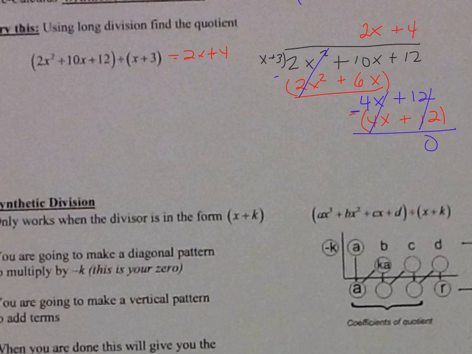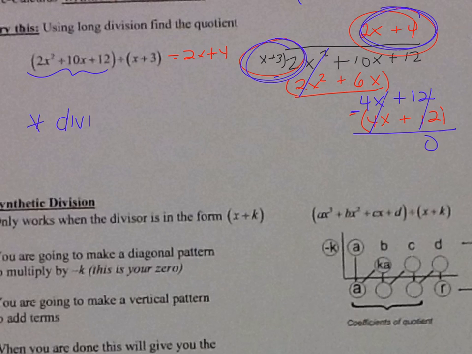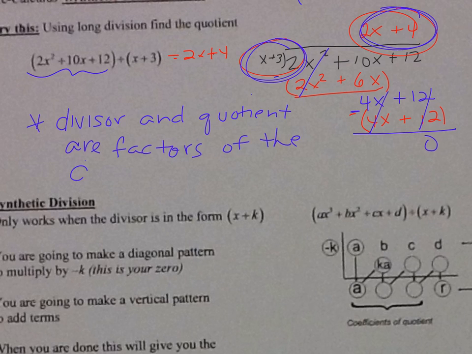And remember, when you have a remainder of 0, that means this and this, they're factors of each other. So these here, this and this, they are factors of the polynomial. So let's just write that down to remind ourselves. So the divisor and the quotient, that's your answer, are factors of the dividend. Okay, dividend here.